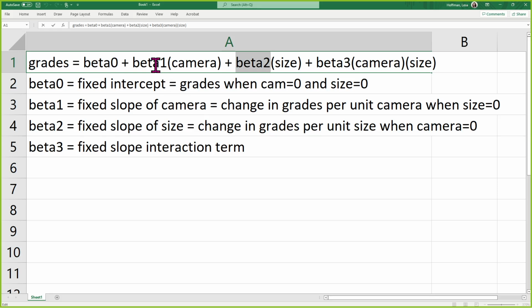So we put signs in here before, right? So do we think that camera use is related to grades?